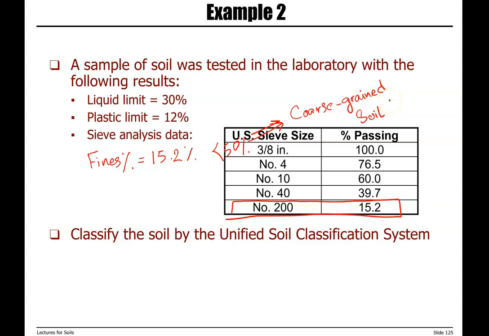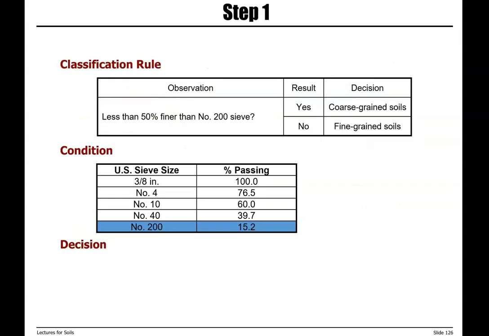And if you actually calculate the amount of coarse material, it's 100 minus 15.2. So the amount of coarse is 84.8%. Less than 50% finer than number 200? Yes. So we have a coarse grained soil.